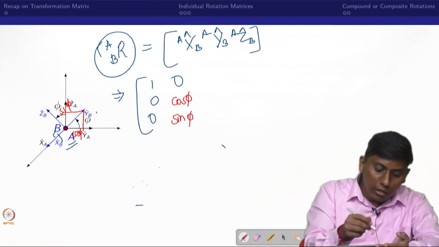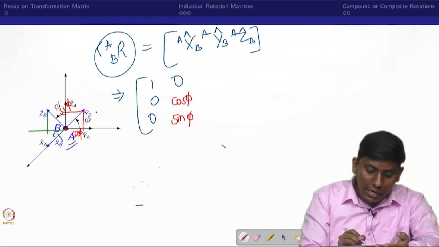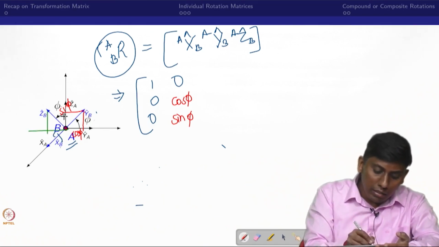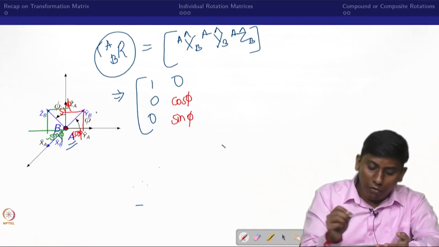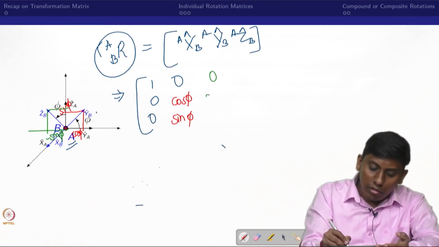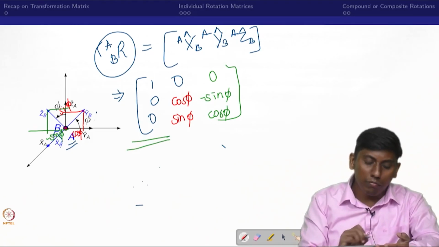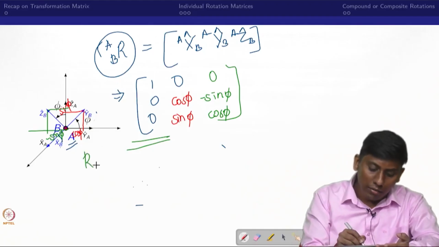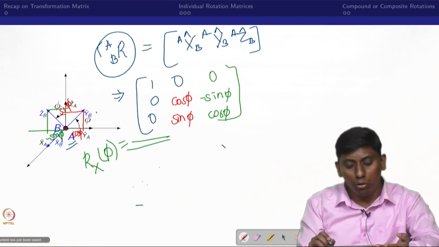Similarly, you can project the zb unit vector on the ya frame. That would be cos of 90 minus phi. In the sense, this is sin phi, but in the opposite direction, so it is minus sin phi, and this is cos phi, right? Like that we found the individual rotation matrix. So this is equal to Rx of phi angle. This is what we call the individual rotation matrix.